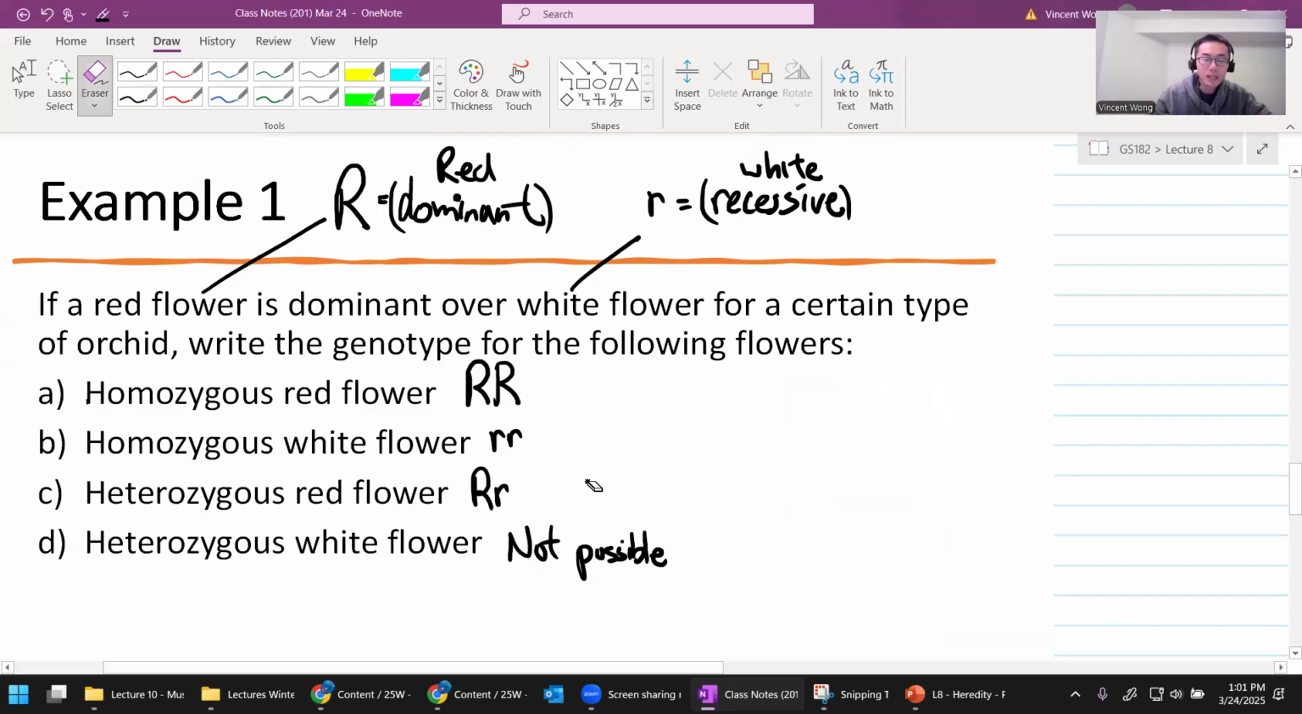But that brings out an important point. If I tell you red is dominant over white, and then I say white flower on the test, I don't actually have to tell you whether it is homozygous white or heterozygous white. Since white is recessive, white is always homozygous.